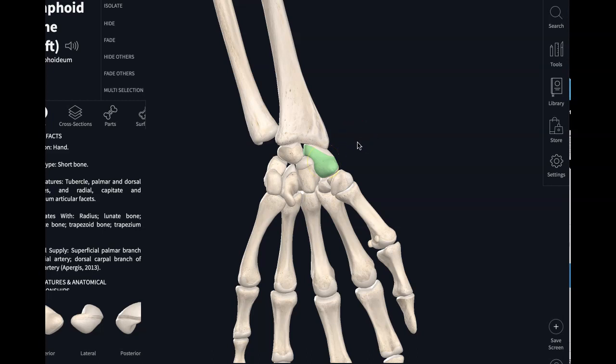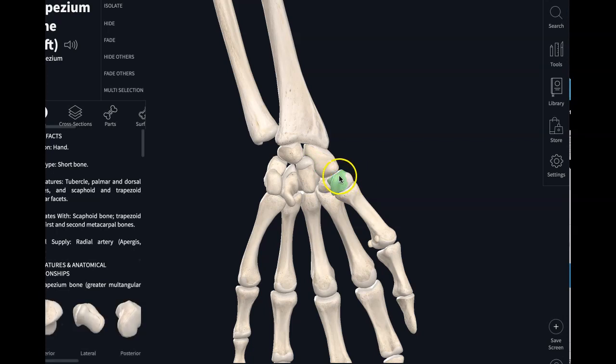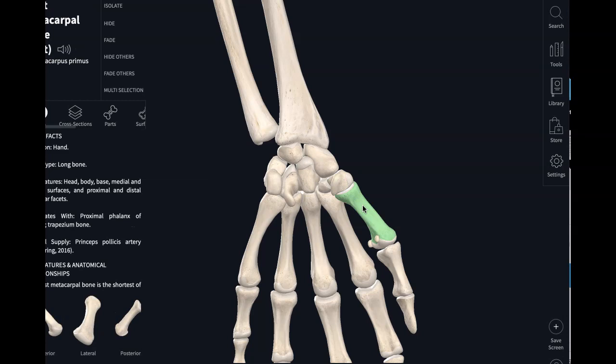The other carpal bone that I want you to know is this guy. This is the trapezium. So the trapezium is connected to, this is the thumb side. Remember, radial is always thumb side. This trapezium is going to be articulating with this. You're going to learn this shortly. It's the first metacarpal bone.